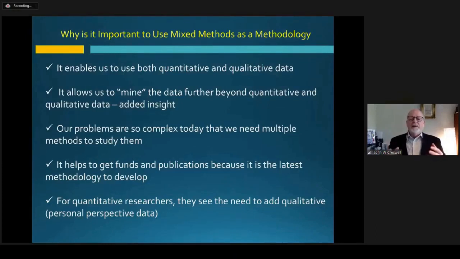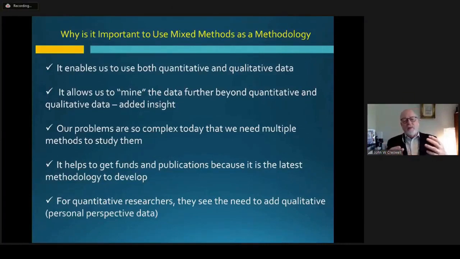So when we think about mixed methods as a way of doing research, as a methodology, there are some distinct advantages of using it. It means that when we do a study, we need to collect both quantitative and qualitative data. And I'm going to go into those two forms of data here in a moment. By bringing the two databases together, we're actually doing more detailed analysis on the databases than just the quantitative and the qualitative analysis. We're mining the data further to gain our insights.